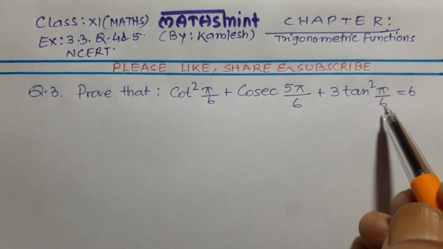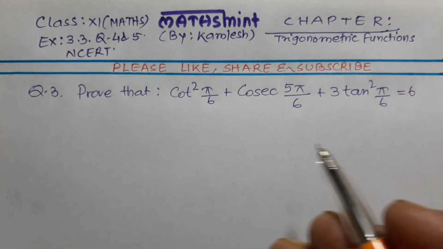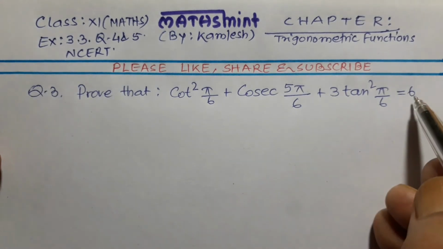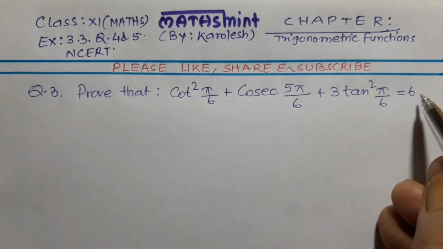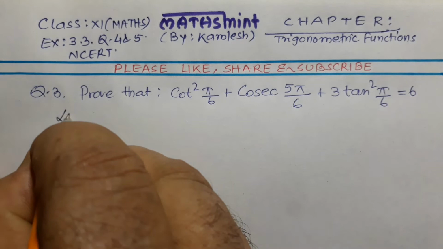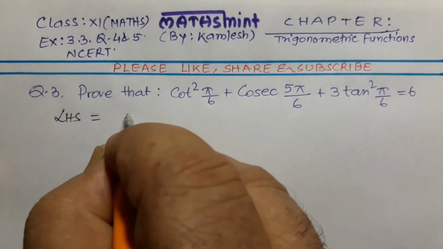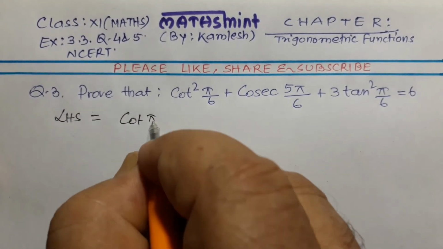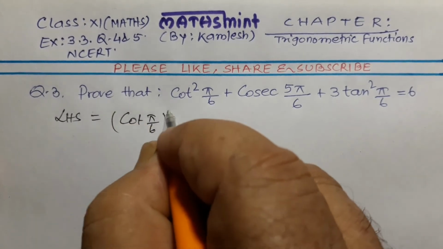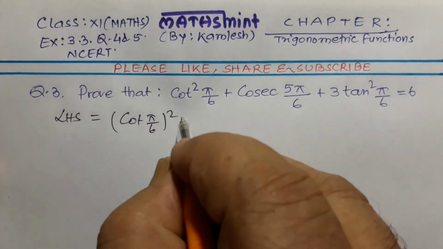Question 3 is prove that cot square pi by 6 plus cosec 5 pi by 6 plus 3 tan square pi by 6 is equal to 6. So we are taking LHS to prove that LHS is equal to RHS. So we are writing LHS is equal to cot pi by 6 whole square. This can be also written like this. This cosec.